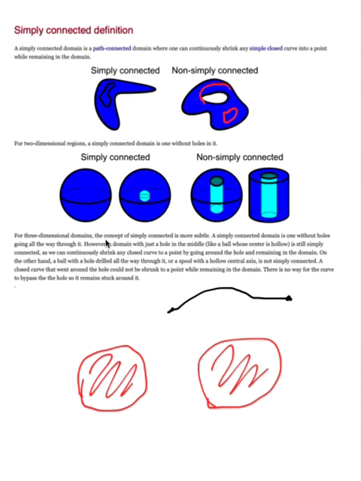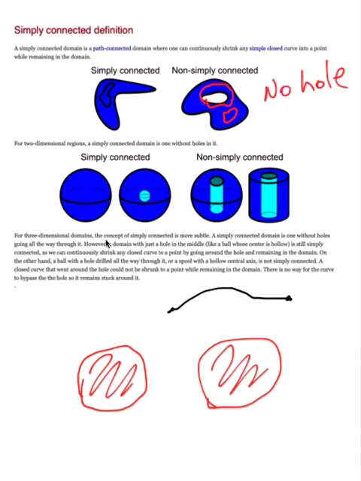Do you see this one? Well, I didn't draw that very well. It's supposed to be inside there. Do you see how it goes around that hole? If I try to shrink that down to a point, I can't do it without what? Leaving the domain. Okay? What does simply connected mean in 2 dimensions? It means no holes. That's all it means in 2 dimensions. It just means no holes.